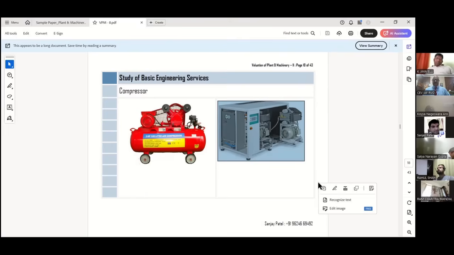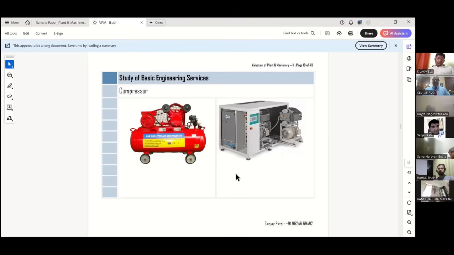So as a valuer, you should know, after making a visual inspection of the machines, what is the machine, what is the function of the machine, which is the machine, type of the machines. So anyone does not misguide us at the time of inspections.